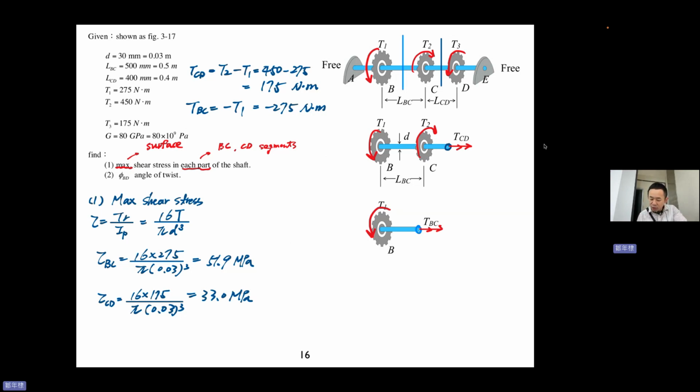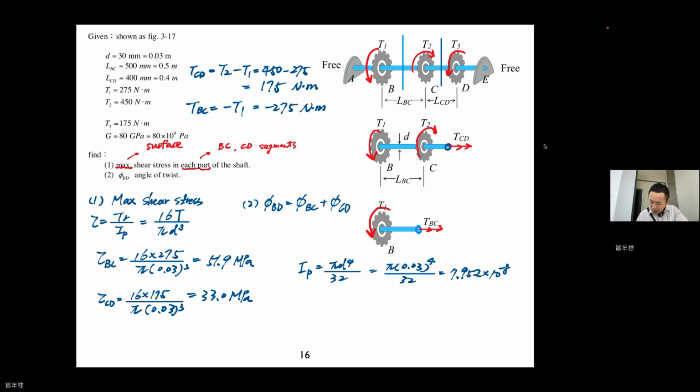The second one is the angle of twist between B and D, phi BD. So what is phi BD? Phi BD equals phi BC plus phi CD. And we also know IP equals pi D to the fourth divided by 32, so pi times 0.034 divided by 32, which is 7.952 times 10 to the minus 8 meters to the power of 4.